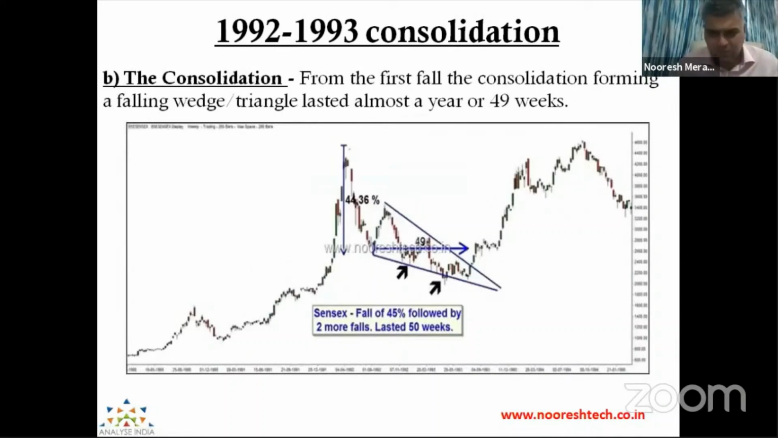After the first fall, there were two other new legs wherein we made two new lows, then consolidated, and somewhere in 1993, we had a classical falling wedge breakdown or a triangle breakout, which signals a trend change. So this took almost 50 weeks, so almost a year, after which the recovery came and we were back to new highs in a year or so. So that is the kind of recoveries also which happen, which is very, very swift and fast.